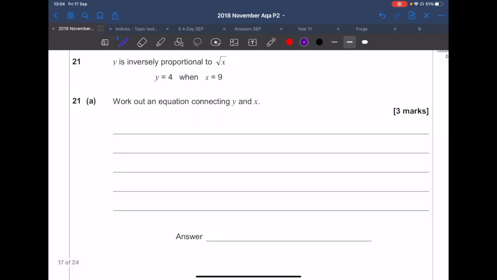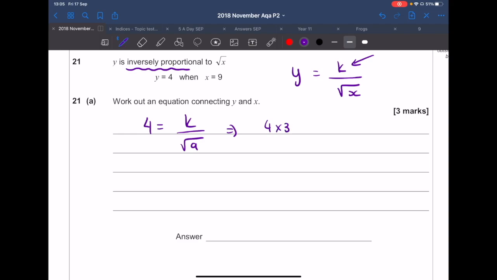Question 21, y is inversely proportional to x. So we can start with y equals k over the square root of x, because it's inversely proportional. As soon as you see the word proportional, I want you to be thinking about k, the constant. When y is 4, x is 9. So y equals k over the square root of 9. From this we get that 4 times 3 equals k, so k equals 12.